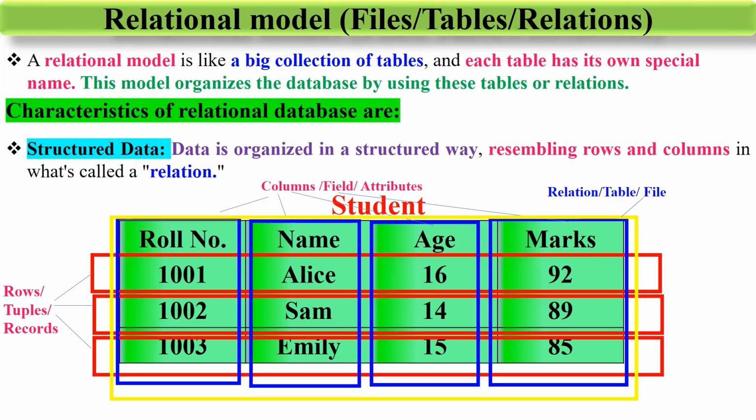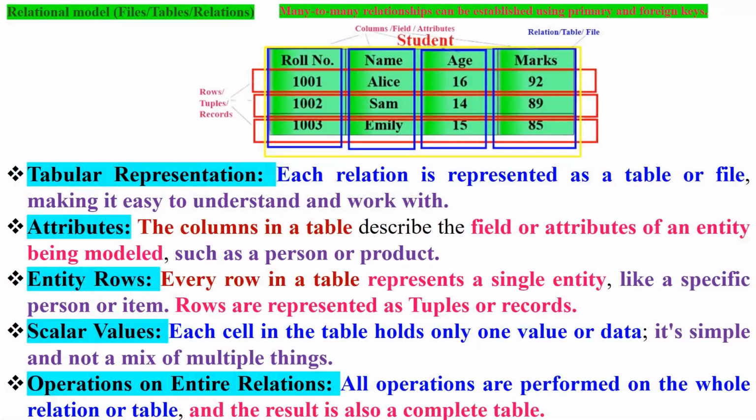Next are the columns marked in blue boxes, also known as fields or attributes. Our roll number, name, age, and marks columns. And finally the table marked in yellow box is also called a relation. The next characteristic is the tabular representation. Each relation is represented as a table or file, making it easy to understand and work with. Here student is the table name.